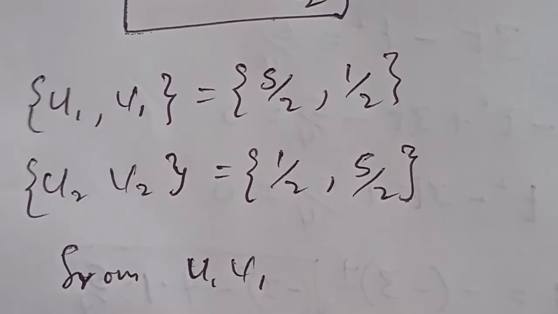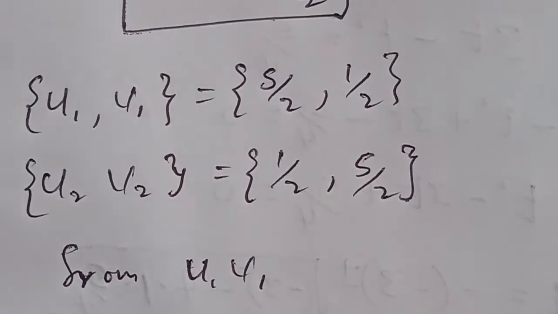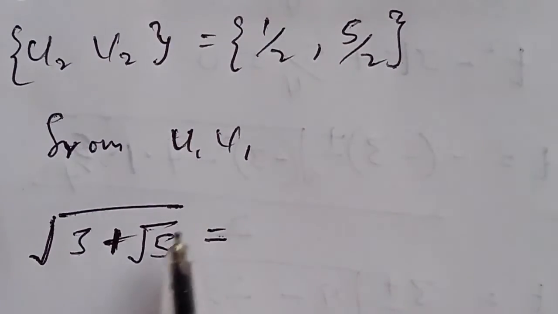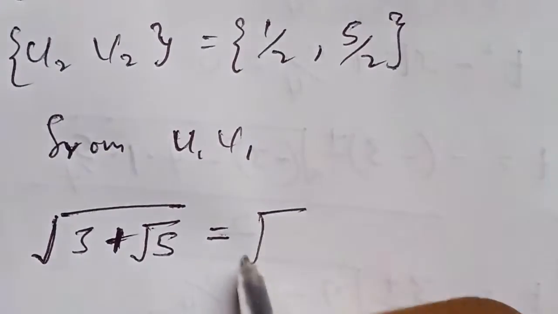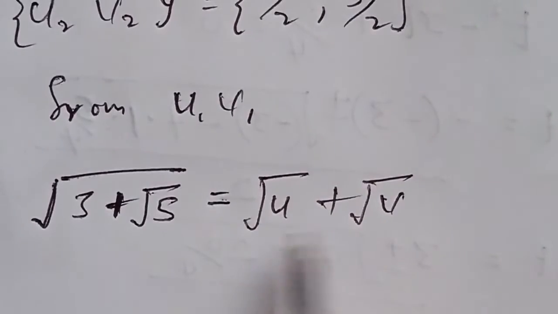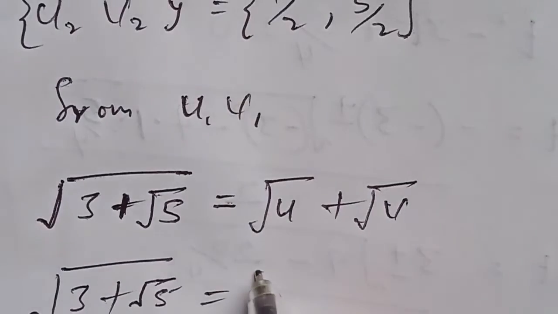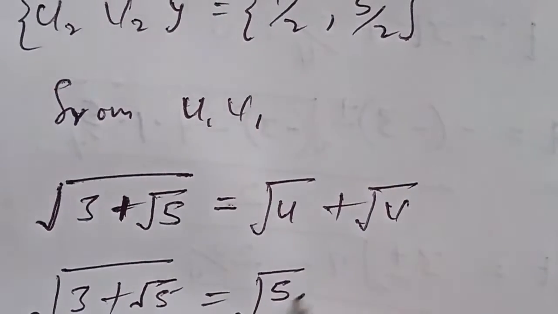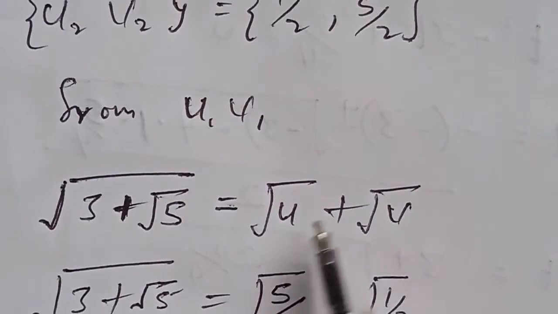So we have that square root of 3 plus square root of 5 will now be equal to the simplification, which is u square root of u plus square root of v, which we assumed earlier, and that will be equal to square root of 5 over 2 plus 1 over 2, if we substitute for v.